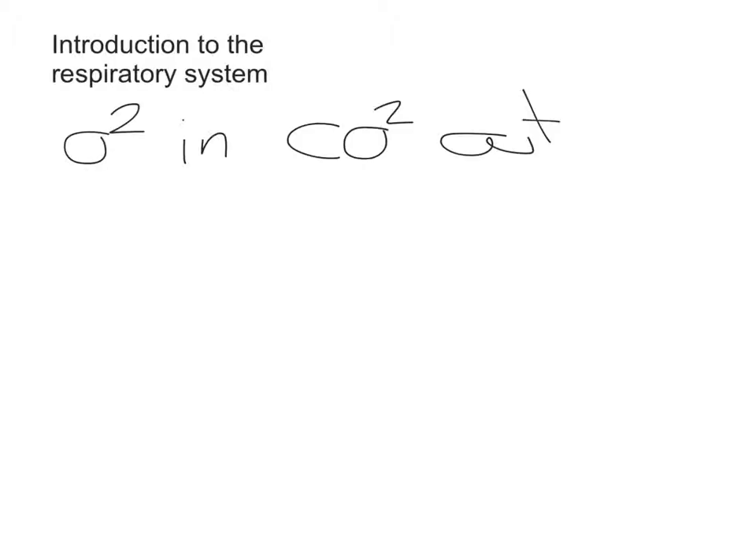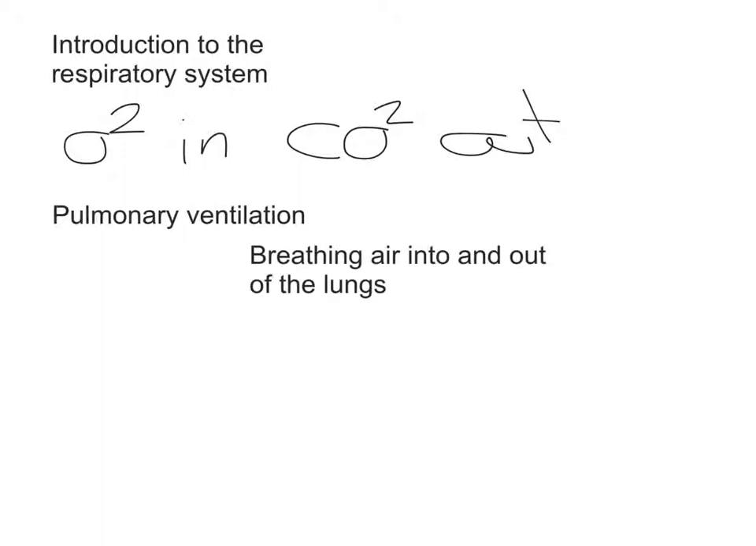The respiratory system performs three main processes which are linked via the heart and the vascular system. The first one is pulmonary ventilation. The process of pulmonary ventilation is the breathing of air into and out of the lungs. The second process is called external respiration. External respiration is the exchange of O2 and CO2 between the lungs and the blood. So it happens in the lungs, in the alveoli and the capillaries.